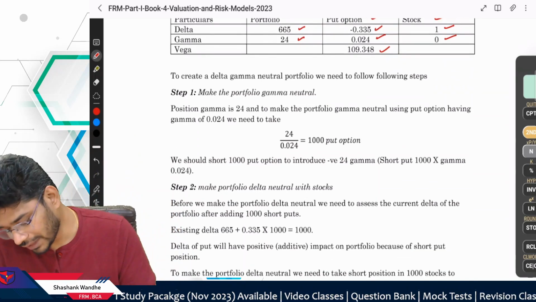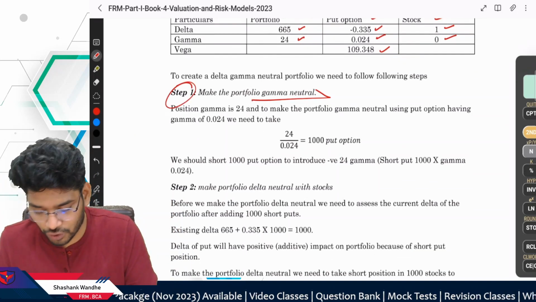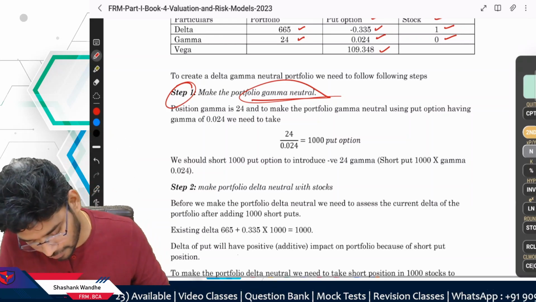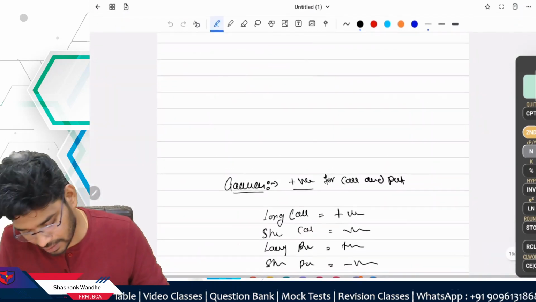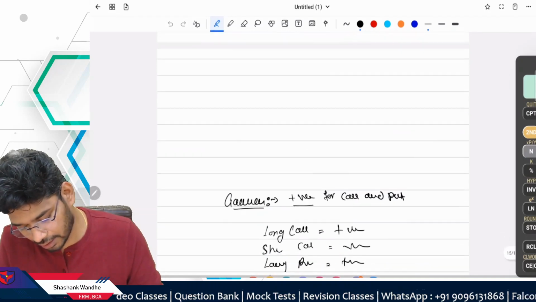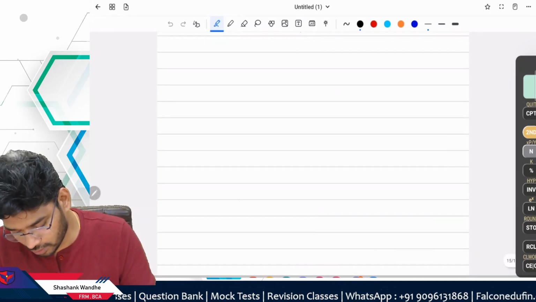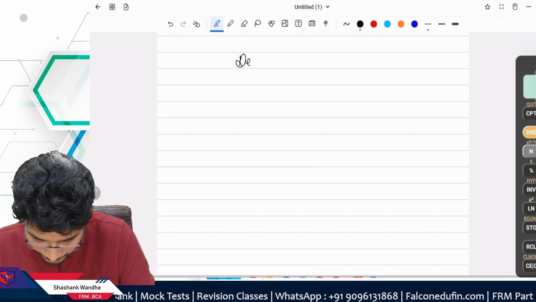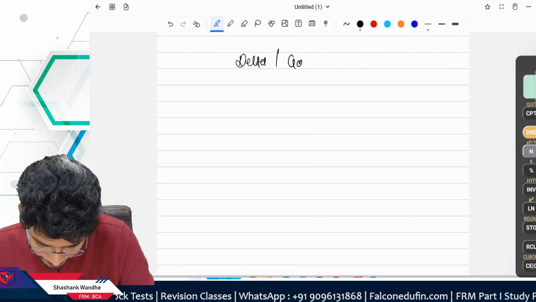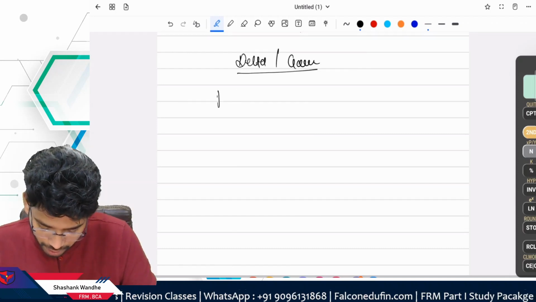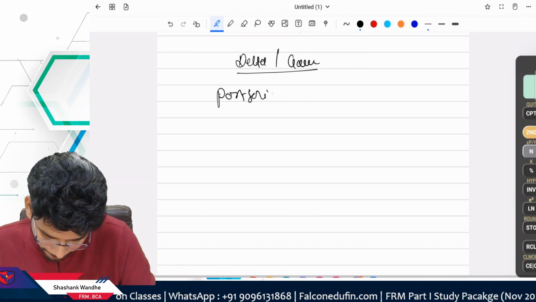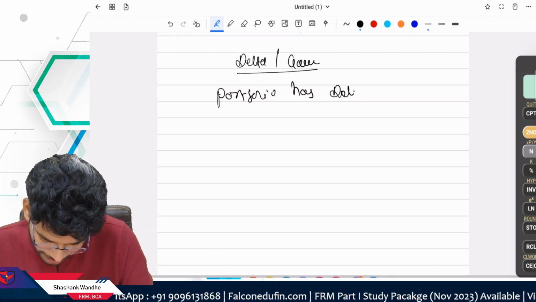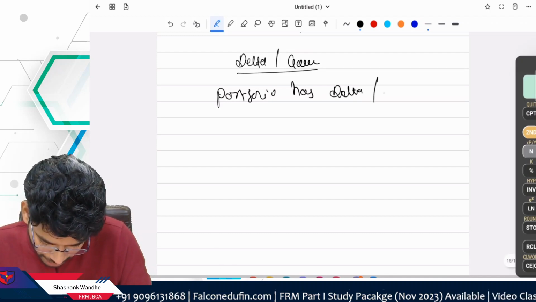Now in step 1, we have to start with making the portfolio gamma neutral. Irrespective of what happens, always make your portfolio gamma neutral first. Why? Question. The portfolio has delta and gamma both, right?